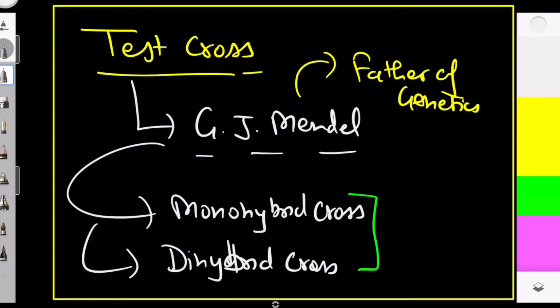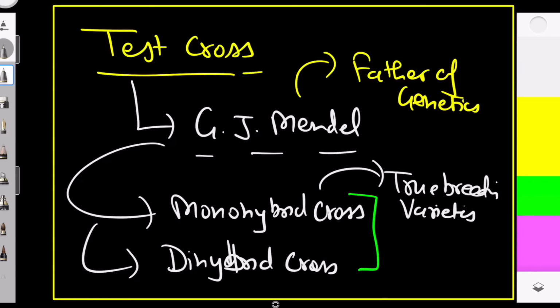And here, if you remember, I have told you, he actually started his work using true breeding varieties. In today's sense, these true breeding varieties are homozygous. They are going to have the same type of allele. When you have a tall plant, and both the alleles are the same, then this condition is known as homozygous.